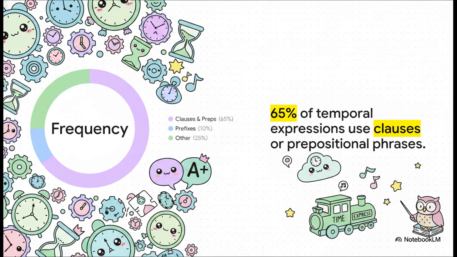Why? Because they make up a massive 65% of temporal expressions in the language. Morphological prefixation is only about 10%. So, as teachers and learners, the takeaway is clear. Our main focus has to be relentlessly on syntactic structures, not just memorizing lists of vocabulary prefixes.